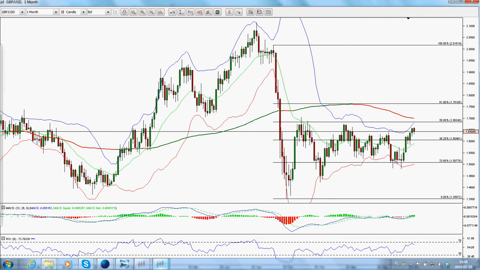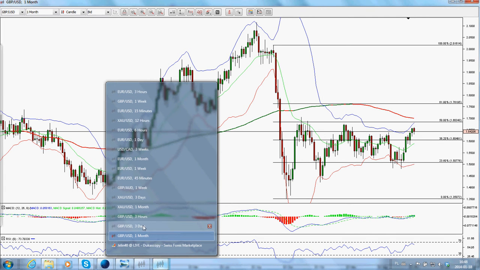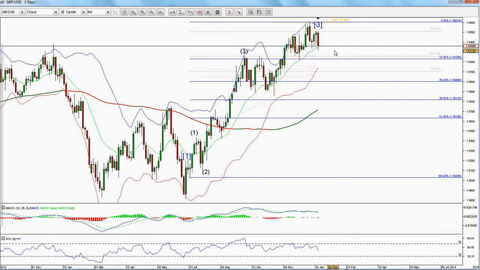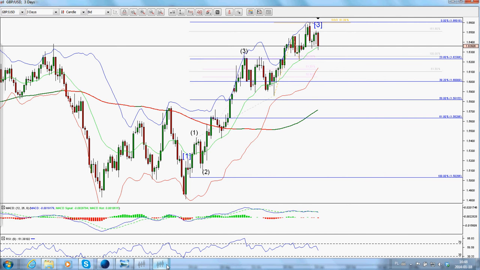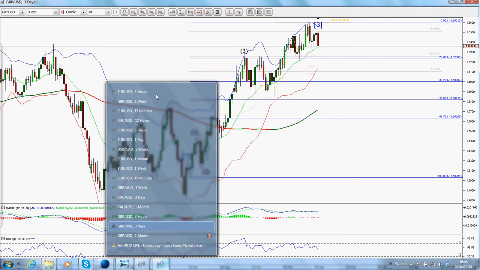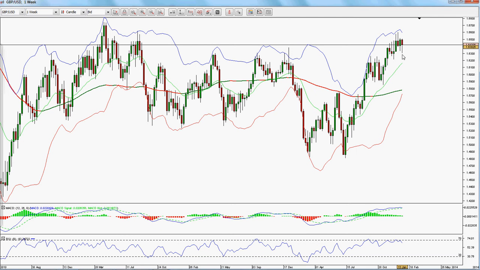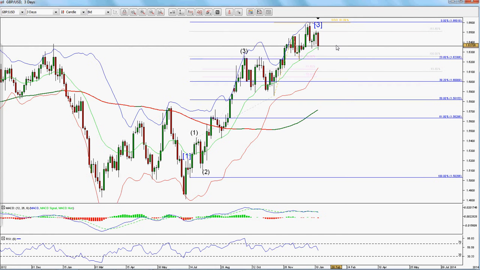Let's go to the Great Britain Pound USD monthly. At the moment this is red. Let's go straight away to the 3 days chart. We've got a red candle on the 3 days chart. Let me show you the weekly candle. This is the weekly with a longer lower shadow. So there is some buying activity here, let's put it that way. But this is red.